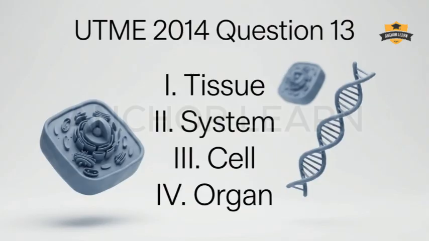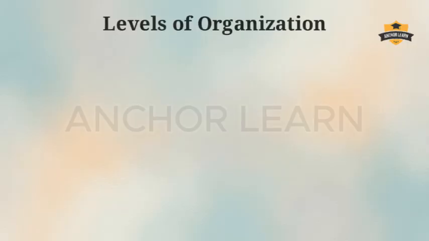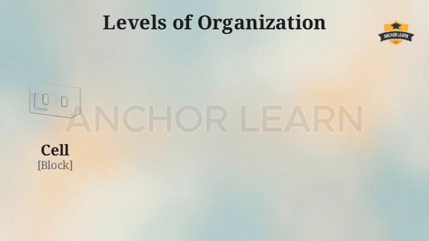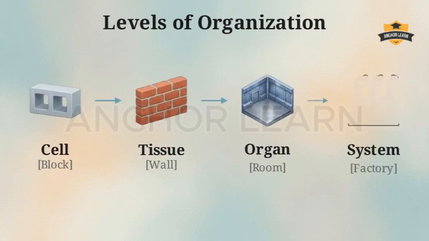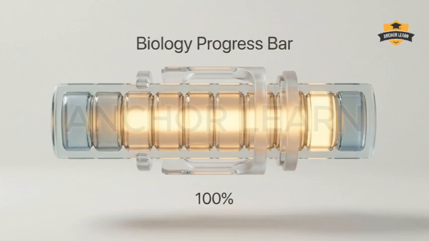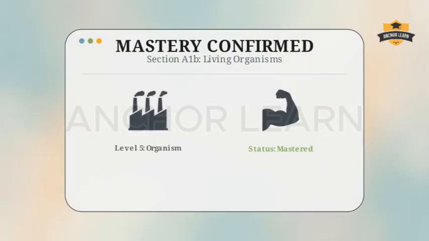Let's run a final diagnostic. Question 13 from the 2014 paper asks for the correct sequence of increasing complexity. The sequence we established today applies here. Cell, tissue, organ, then system. Excellent analysis, Nature Boss. You've seen the design. Your mastery of Section A1b is confirmed.